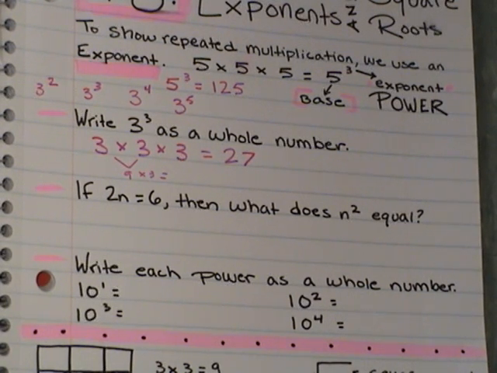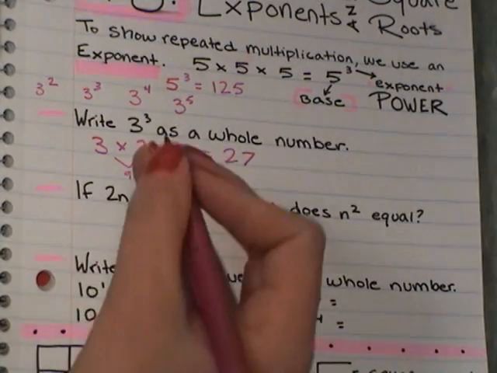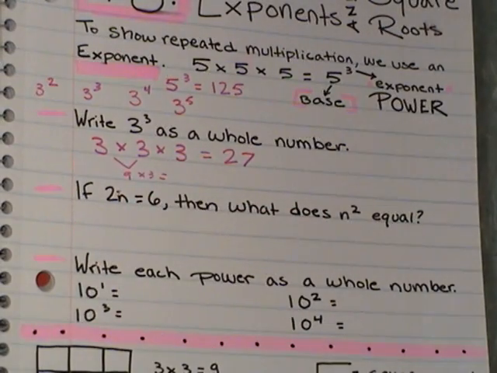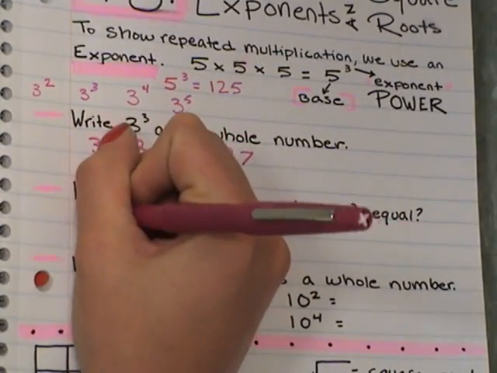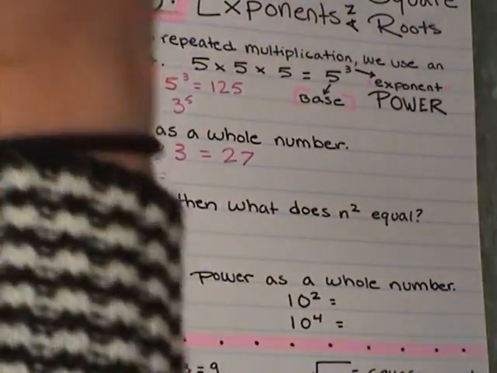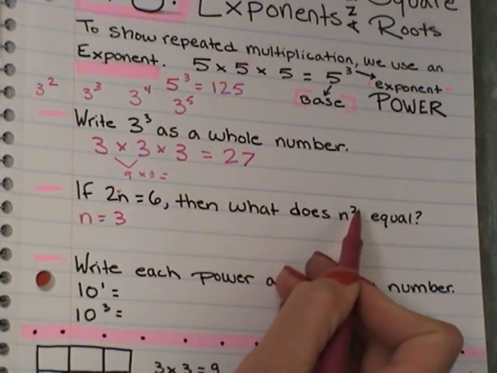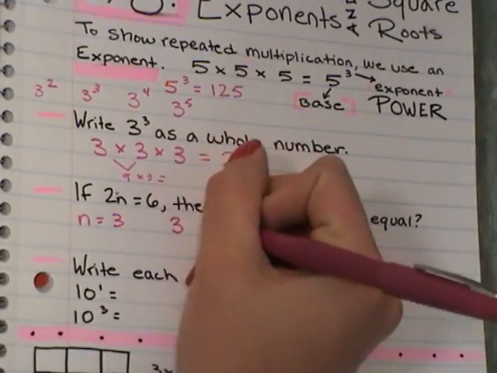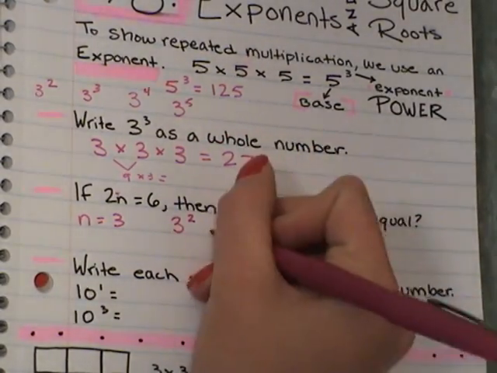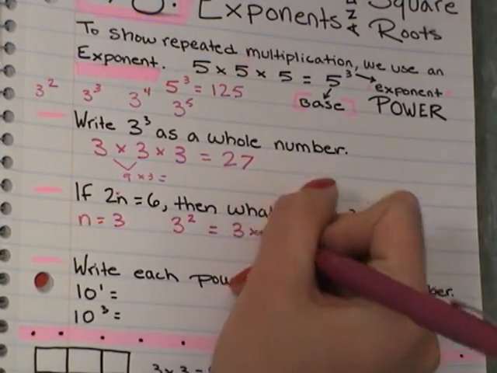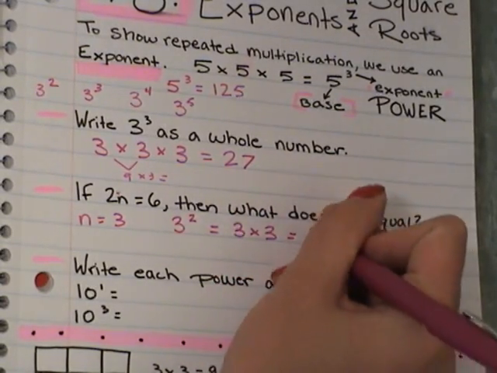Remember, when we have a number that is right next to a letter, we know that it is actually being multiplied. So we can even kind of draw like a little multiplication sign in there. So 2 times n equals 6. What would n equal? Well, 2 times what number equals 6? 2 times 3, so n equals 3. Now I have to go to my second part of my problem. N to the second power, or n squared. So n equals 3. So I would say 3 squared, or 3 to the second power. What does that equal? 3 times 3, well, that would equal 9.